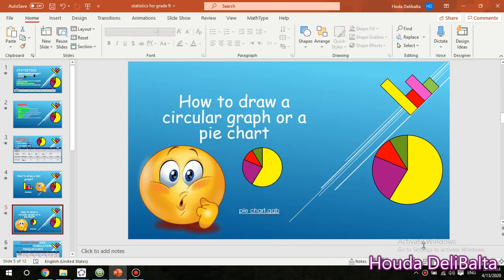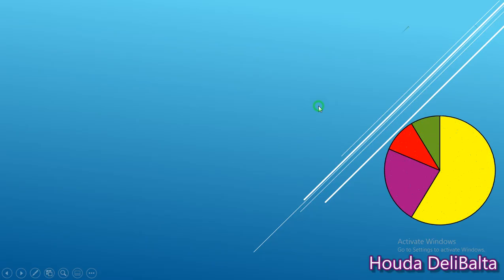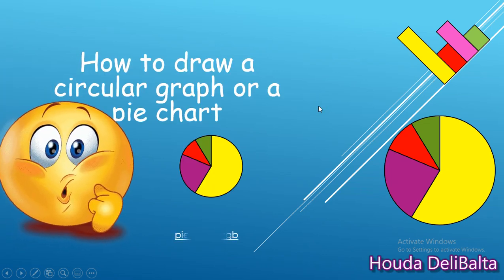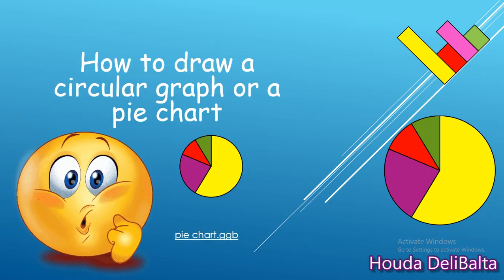And now, let's learn how to draw a circular graph. A circular graph is also called a pie chart or a circular diagram. Let's follow this link and go to GeoGebra to see how to draw a circular graph.